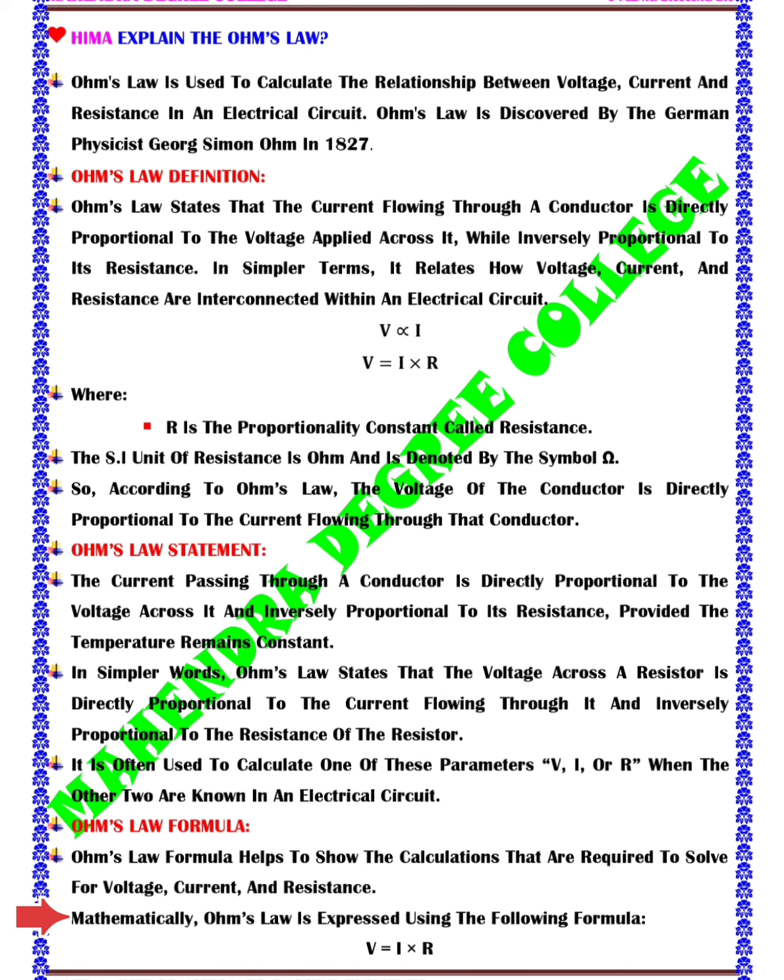Mathematically, Ohm's law is expressed as V equals IR, where R is the constant of proportionality known as resistance. Electrical resistance is measured in ohms, symbolized by the Greek letter omega. It's a measure of how much a material opposes the flow of electric current.